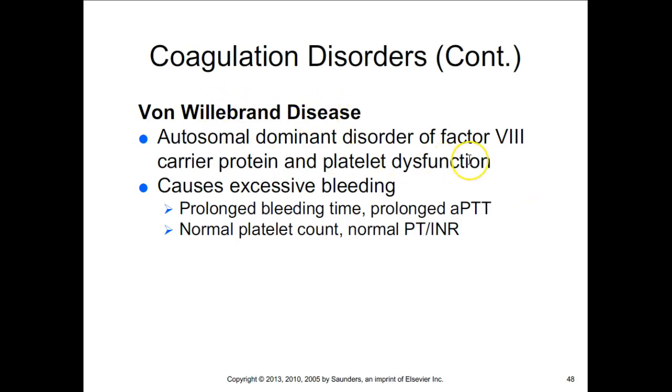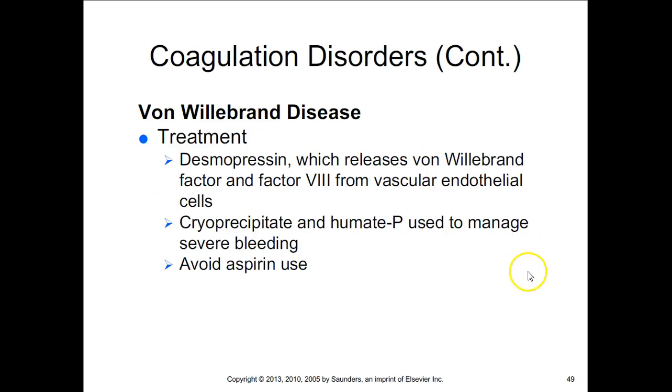So basically, it's a disorder of the factor 8 carrier protein, and basically resulting in platelet dysfunction. All right, so prolonged bleeding time. And so prolonged PTT, right? And then you might see a normal platelet count, though, and a normal PT-INR, which is the international normalized ratio, right?